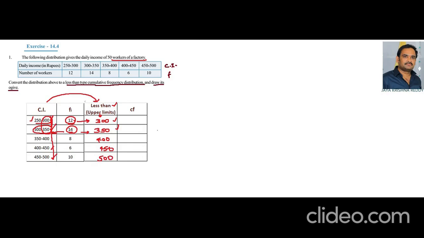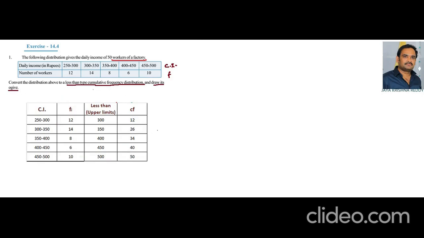Next, by using the frequency column, we fill the cumulative frequency column. The first frequency is 12, so we write it as it is, 12. The next CF is this CF added to the frequency of the next class, 14. 12 plus 14 is 26, 26 plus 8 is 34, 34 plus 6 is 40, and 40 plus 10 is 50. In this way, the third and fourth columns are filled: the upper limits from the class interval column, and the cumulative frequency column from the frequency column.